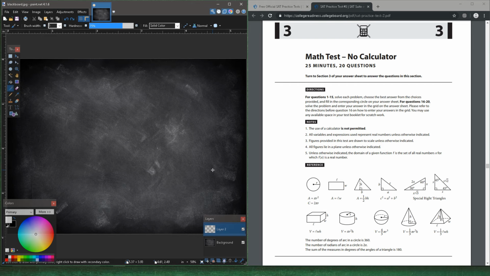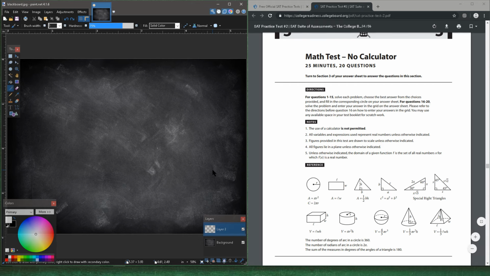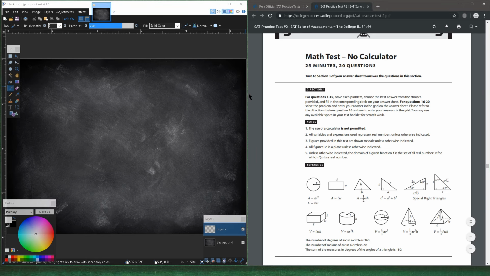Okay, the non-calculator section. The non-calculator section is 25 minutes and 20 questions. And the formulas are here if you ever need to use them.